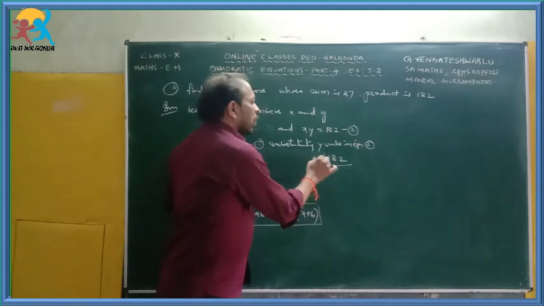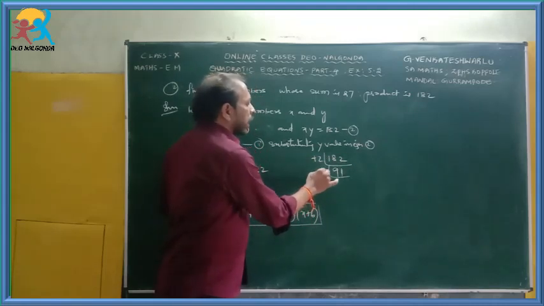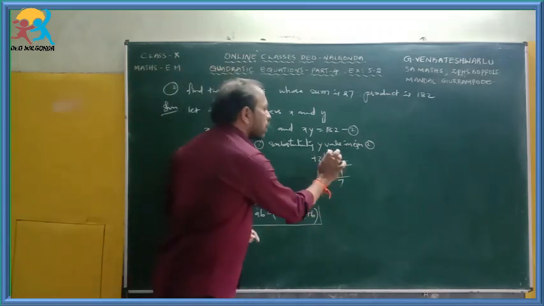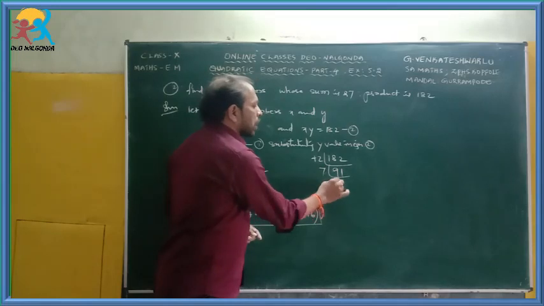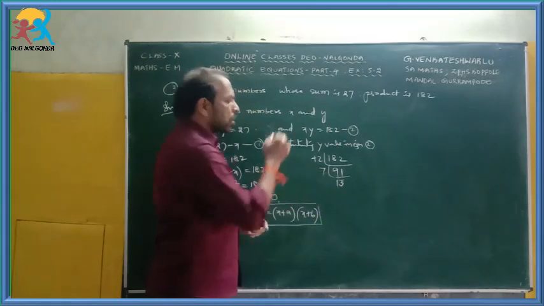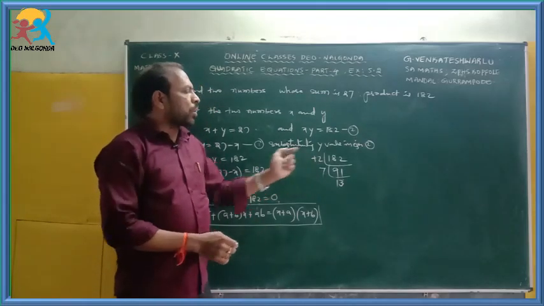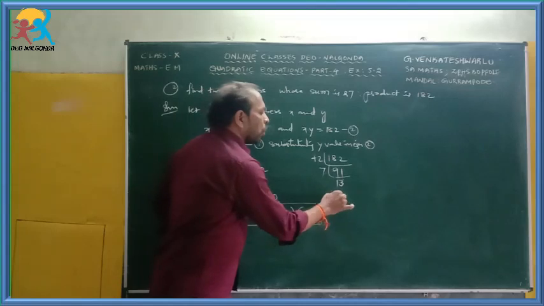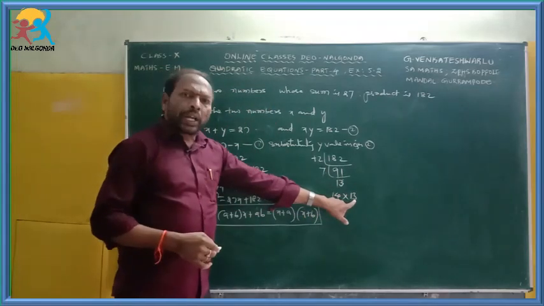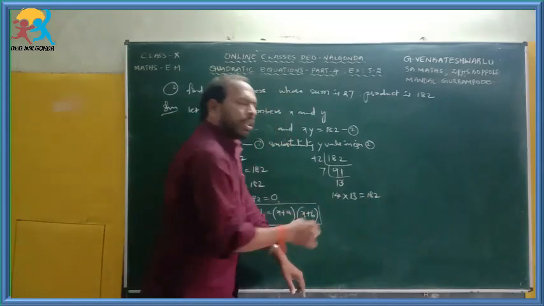Here 2 nines are 18, 2 ones are 2. Again 91 is written as 13 sevens are 91. Or otherwise divide with 7: 7 ones are 7, 2 is the remainder, 21, 7 threes are 21. So while multiplying these prime factors, 7 twos are 14 into 13. So the product of these two factors, 14 into 13, is equal to 182.